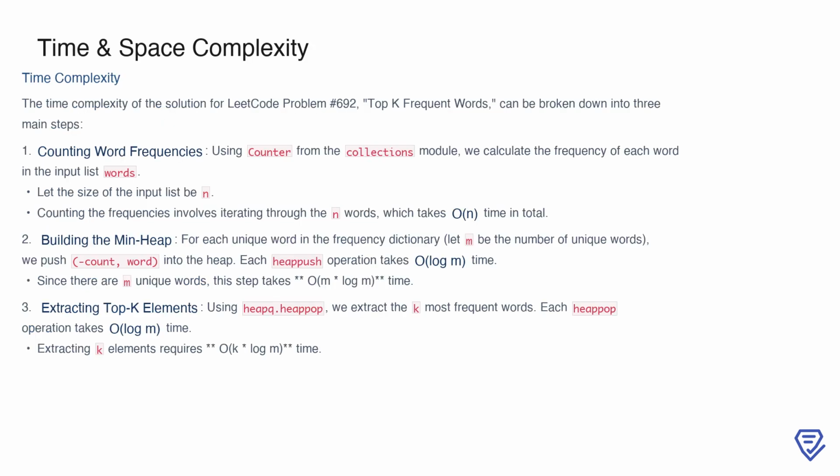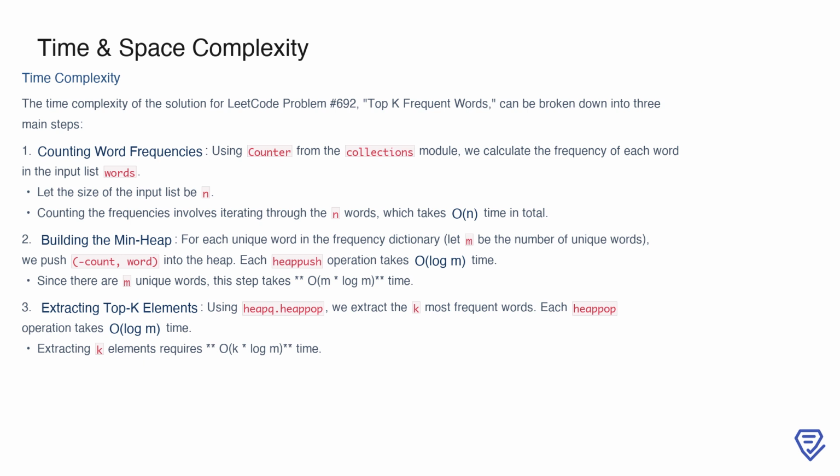To analyze the time complexity of solving the top k frequent words problem, we can break it into 3 key steps. First, we count the frequency of each word in the input list using the Counter class from Python's collections module. This step involves iterating through all n words in the list, making it an O(n) operation. Next, we build a min heap to store the negative frequency and the corresponding word for each unique word in the frequency dictionary. Since there are m unique words, and each heap push operation takes O(log m), this step requires O(m * log m) time.